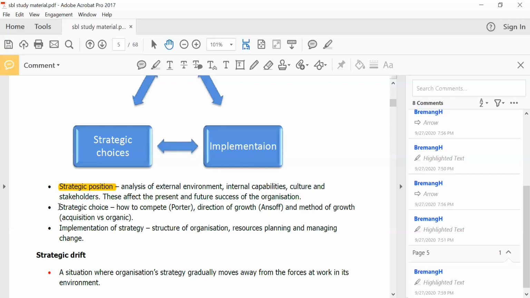Then we come to the next element, according to Joseph Scholes and Worthington, which is strategic choice. Strategic choice, what are we talking about here? We are looking at how to compete. In fact, you can decide to go compete with the big guys. You can decide to compete with the small guys. Everything is a matter of choice.